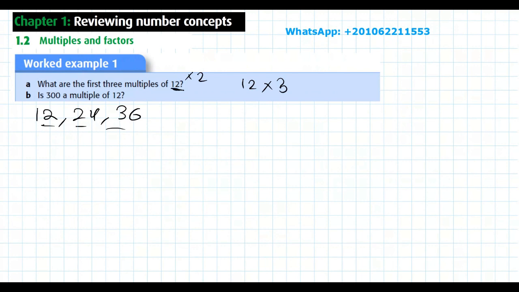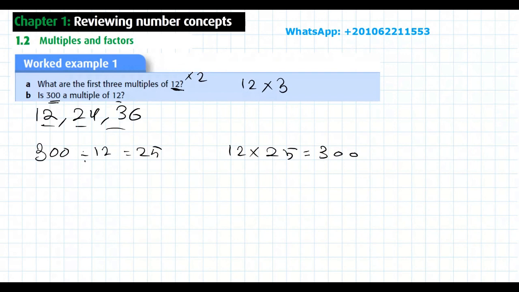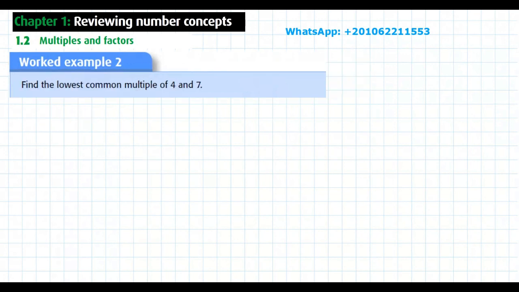And after that, he asked, is 300 a multiple of 12? This is a critical question. Is 300 a multiple of 12? Okay, let's see. 300 divided by 12 becomes 25. Then 12 by 25 becomes 300. So 300, yes, it is. Okay, 300 is a multiple of 12. And this is completely right.